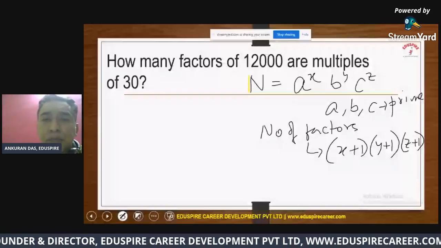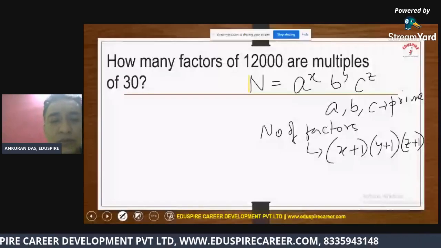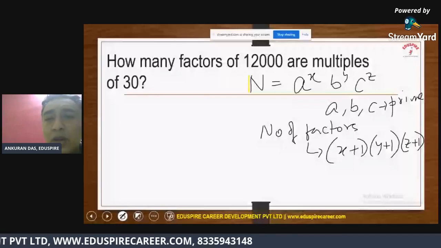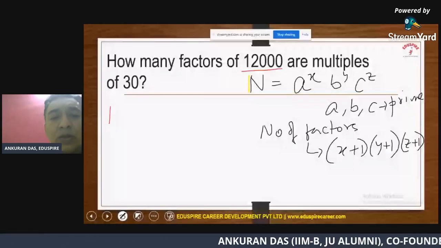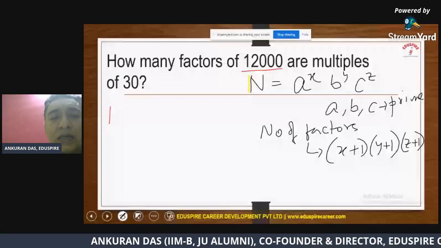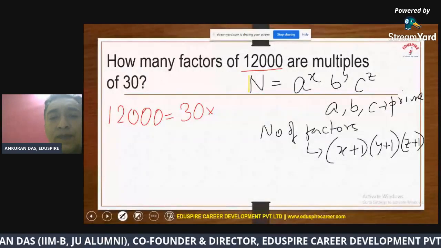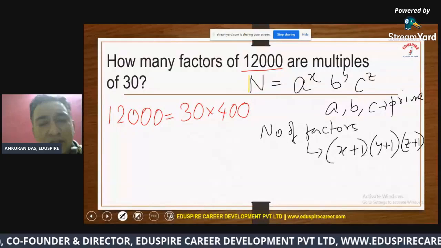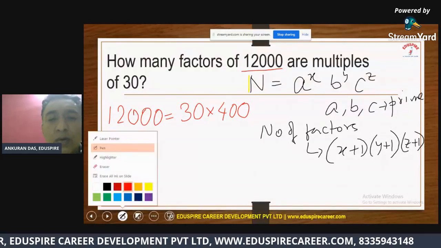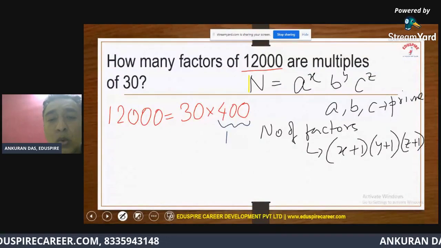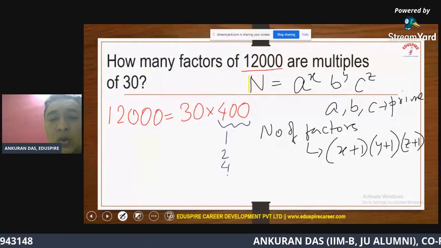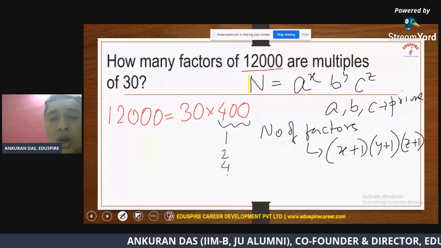Now look at this question over here. So if I look at this number 12,000, I can definitely express 12,000 as 30 into 400. All right, now can we see the factors of 400? Now the factors of 400 will be, if I list down 1, 2, 4, etc., and it will go up to 400 itself. Now understand the logic, guys.